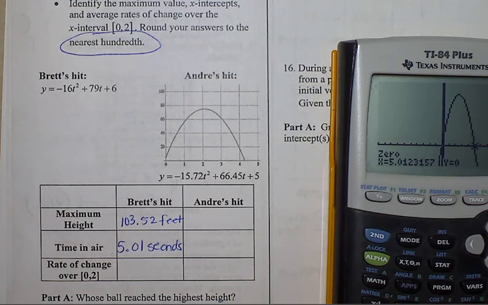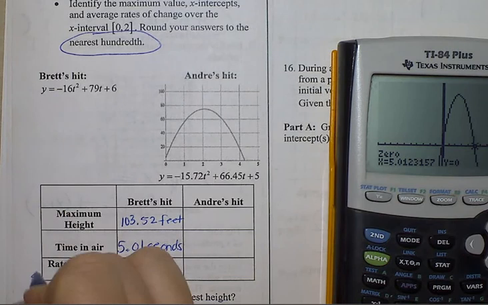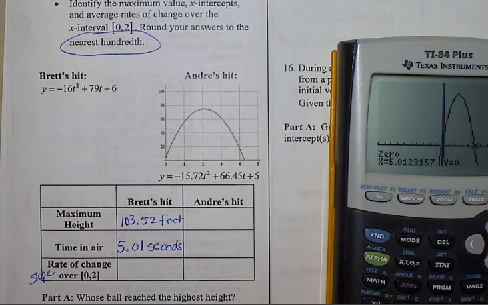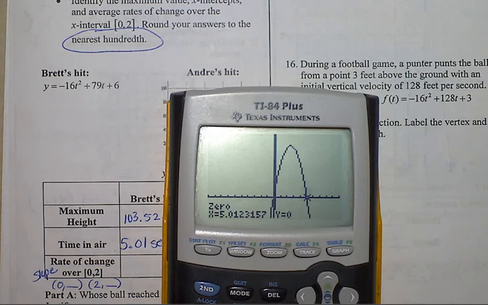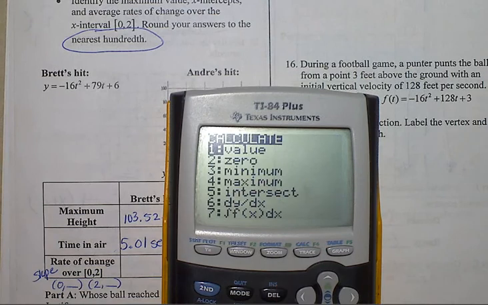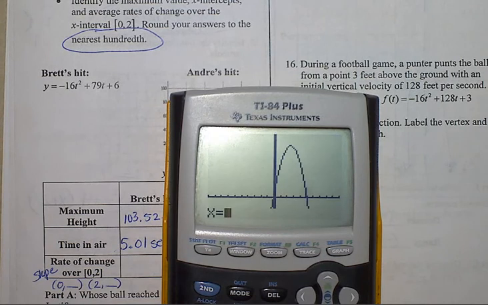So for rate of change, we're going to use the slope formula. It's the average rate of change from 0 to 2. These are both x values. So I'm going to put a 0 down and leave a space for the corresponding y. Put a 2 down, leave a space for the corresponding y. Now, how do you get the corresponding y values? Do second, trace, value.